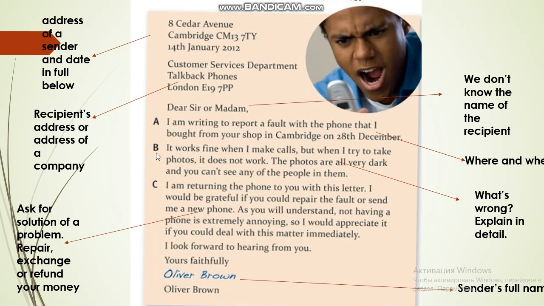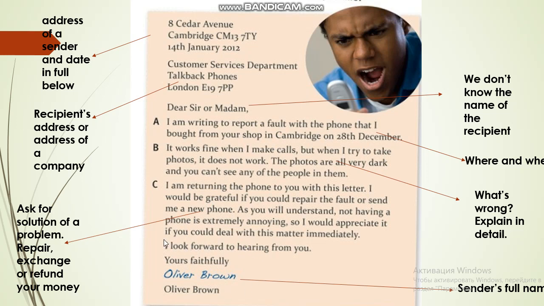In the conclusion part, I ask for a solution. But first I should say that I am returning the item and I ask for a solution. Maybe you will repair it, or maybe you will exchange it, or if you can't do either of those, maybe you will then give my money back. So in the conclusion part, we ask for a solution of a problem.